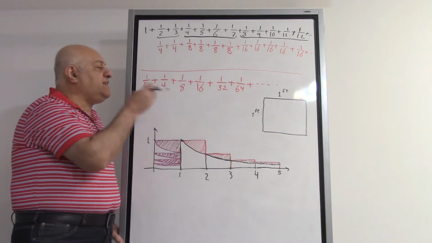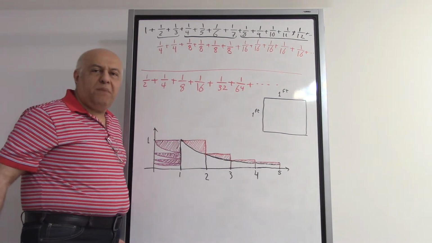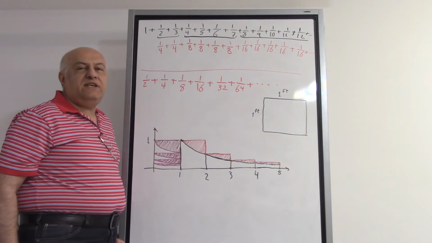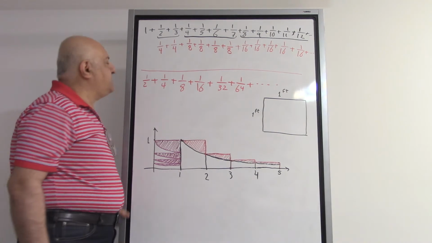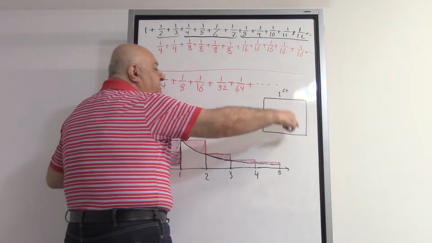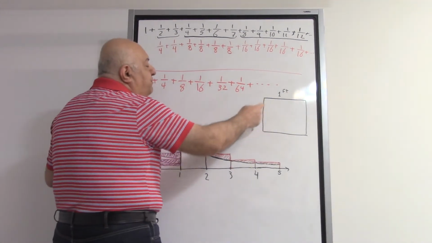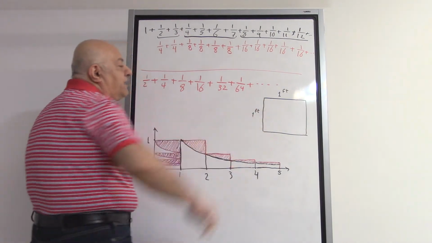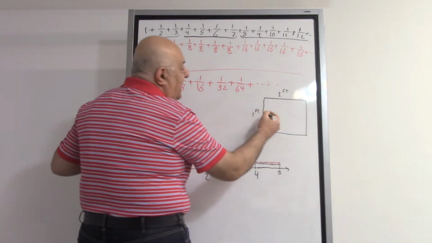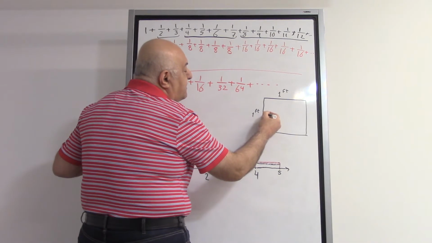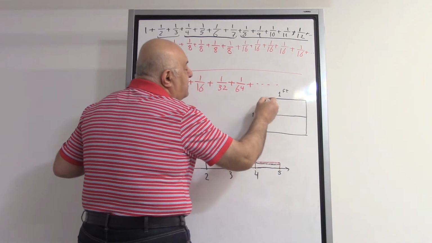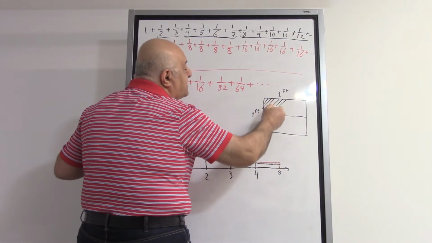There is some easy geometric way to show the convergence of this series. How? Okay, consider this square is 1 foot by 1 foot, so the total area is 1 square foot, right? So let's assume that you take half of this and you paint half of this square.